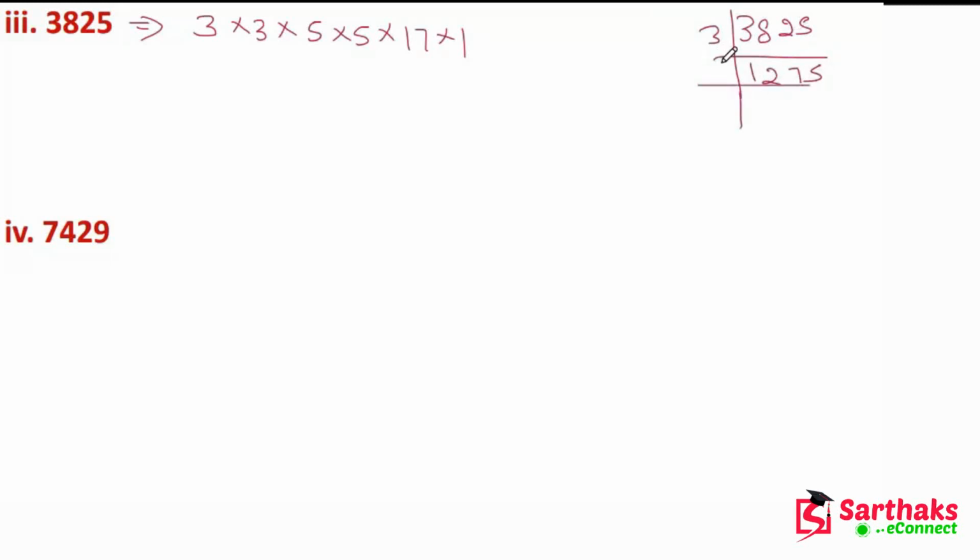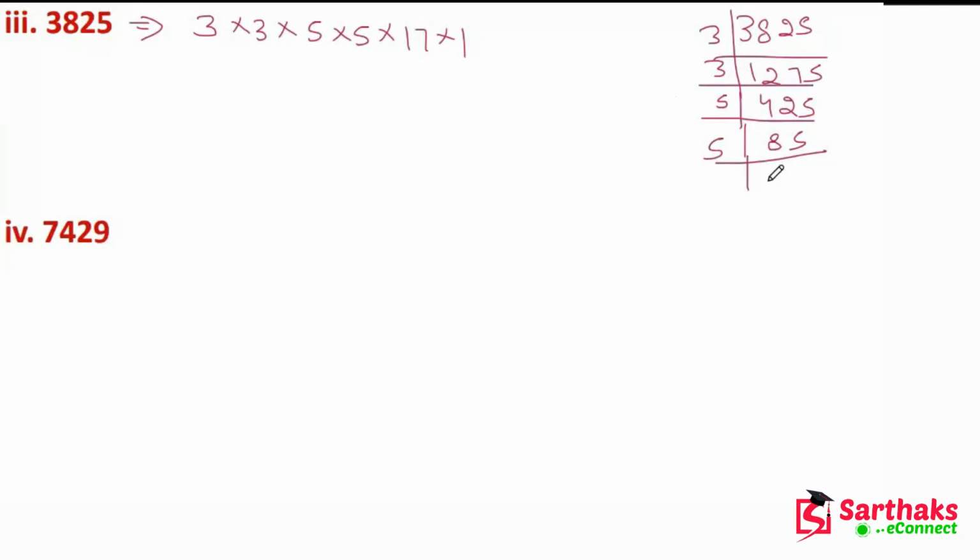Again, it can be divided by 3. 3 4s are 12, 3 2s are 6, 3 5s are 15. Now can it be divided by 3? No, it can be divided only by 5. So 5 is the 40 and the remaining is 2 and 5, 25. 5 5s are 25. Again, it can be divided by 5.